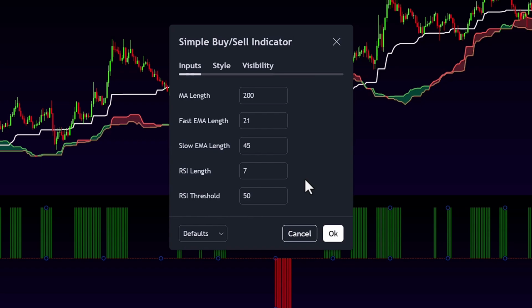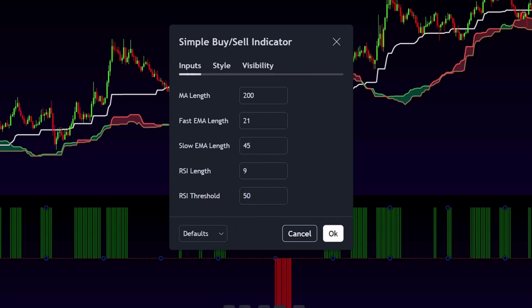Next, set the RSI length to 9. The RSI measures the speed and change of price movements, and a shorter length like 9 makes it more sensitive to recent changes. This can help us spot buy and sell opportunities sooner. Leave the RSI threshold at its default value, which is typically set to indicate overbought and oversold levels.